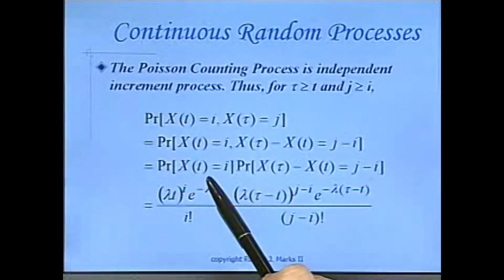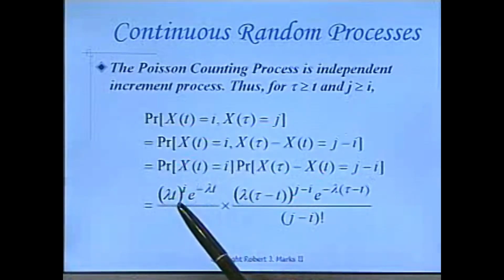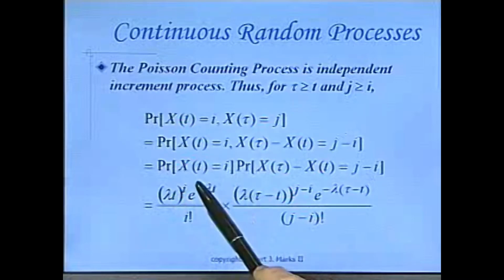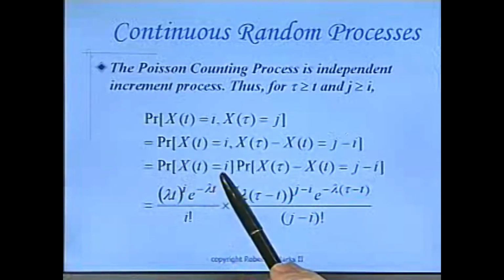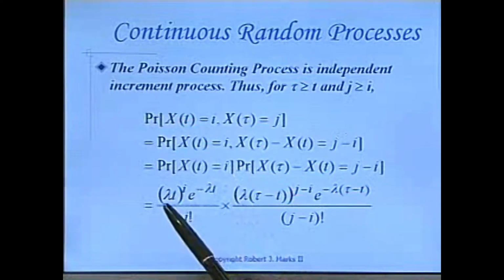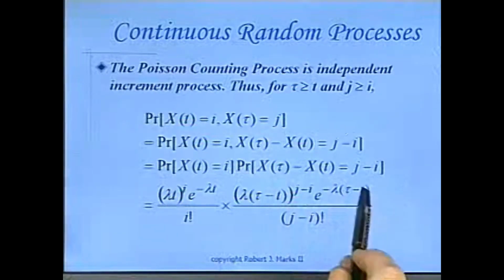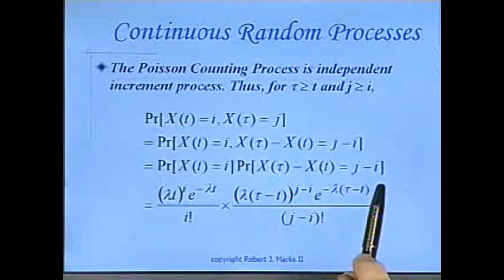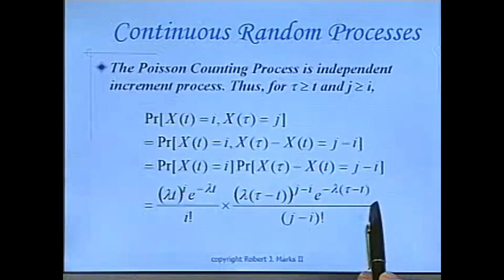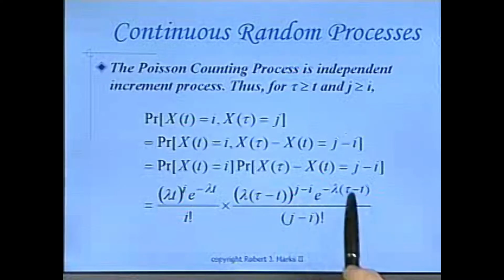This first one is a Poisson process with a parameter of lambda t and a value of I. So the probability that we have exactly I points in that first interval is equal to (lambda t) to the I e to the minus lambda t over I factorial. In a similar fashion, the probability that we have exactly j minus I points in that second interval from t to tau is equal to the expression that we have here.